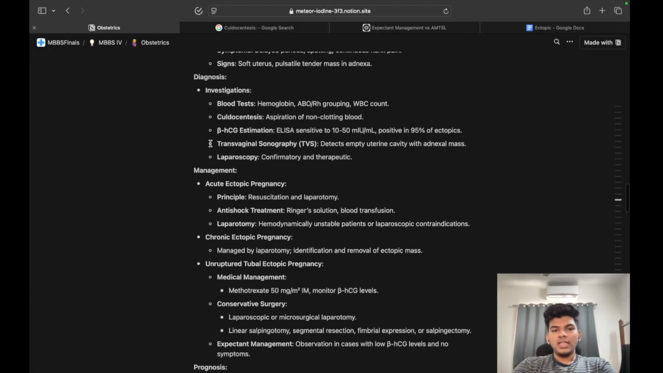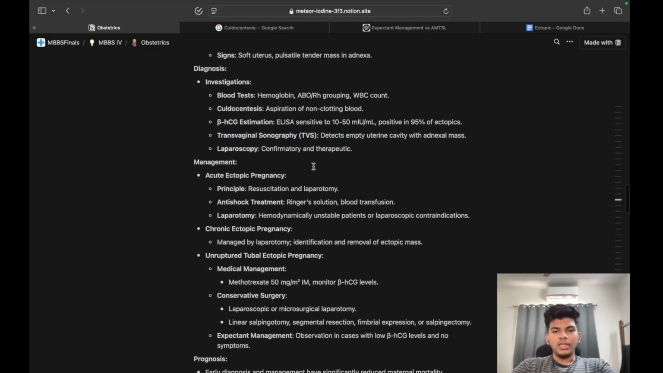Then transvaginal sonography detects an empty uterine cavity with an adnexal mass, and laparoscopy is confirmatory and therapeutic, because you can also handle it with laparoscopy. Again, blood tests, hemoglobin, blood grouping, and WBC count, just to see the current status with respect to anemia, infection, and peritoneal irritation. Then culdocentesis, aspiration of the blood, and beta HCG estimation, which you do by ELISA.